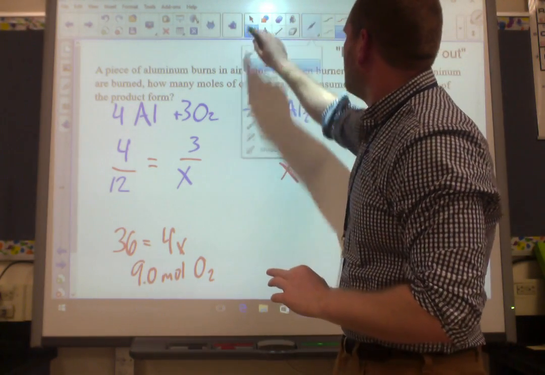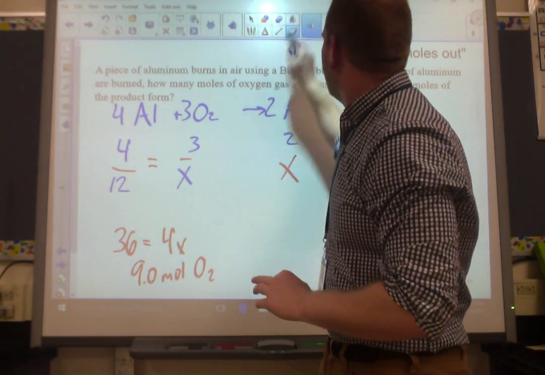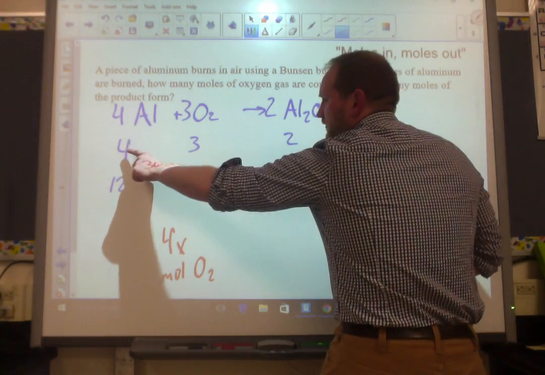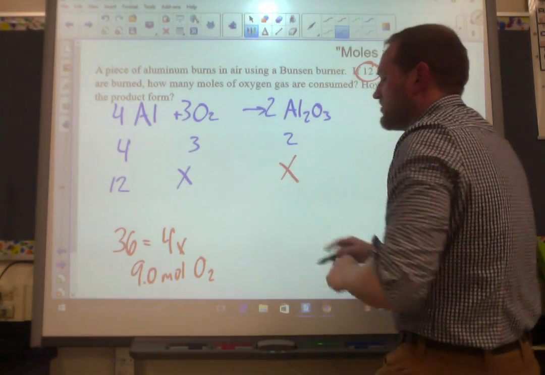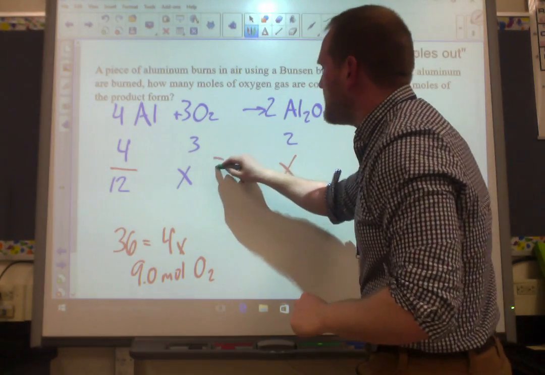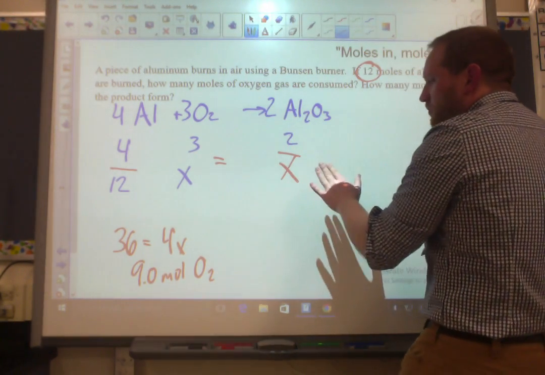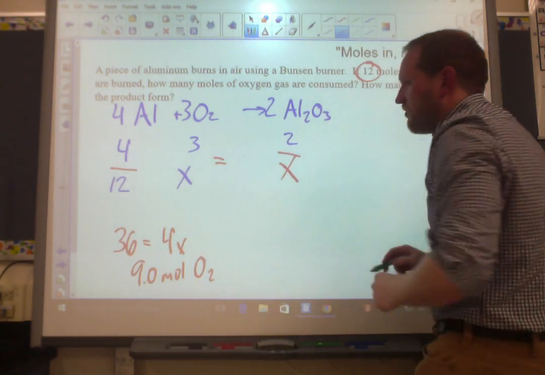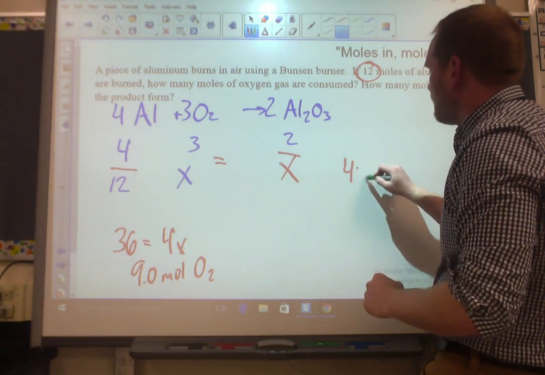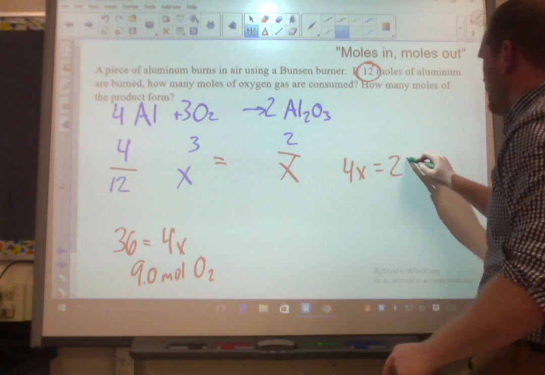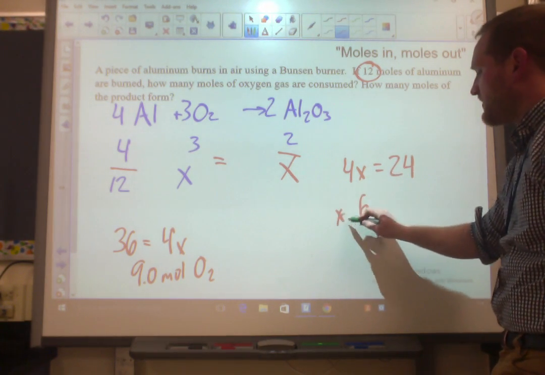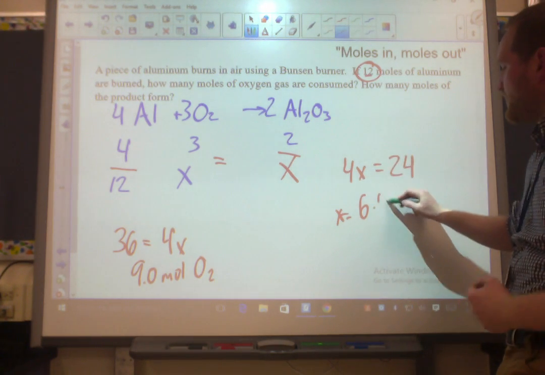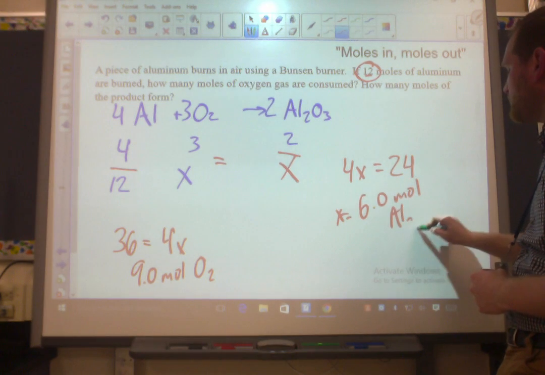Let me kind of erase this extra stuff here. Okay. So we have 4 to 12 here is going to be 2 to x. So we can do the same thing where 4 over 12 equals 2 over x. For this particular problem, we're ignoring this middle part. We already dealt with it. So I'm going to do the same thing with these sets of numbers and cross multiply. So 4x equals 2 times 12 is 24, and that's going to give me x equals 6. So the answer is 6 moles. But again, 2 sig figs, so 6.0 moles of Al2O3.